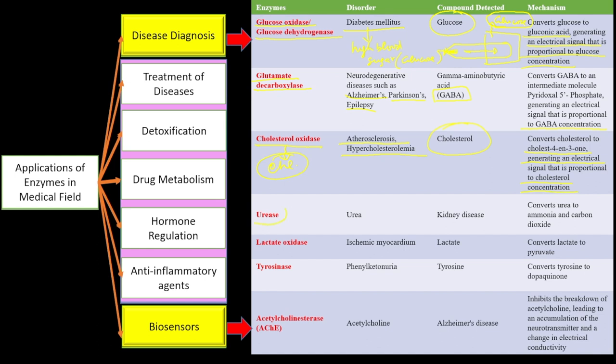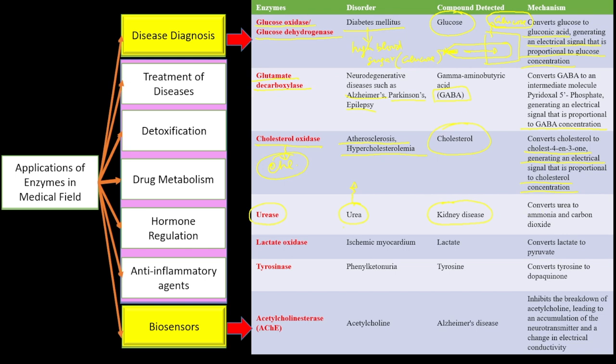Then we have urease, and urease is a very, very important enzyme. It is one of the very old enzymes that was isolated by scientists. Urease allows the detection of a compound called urea. And when you have a high quantity of urea in the blood, it gives you the detection of kidney diseases, okay?